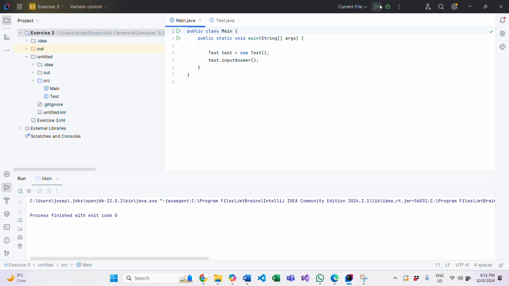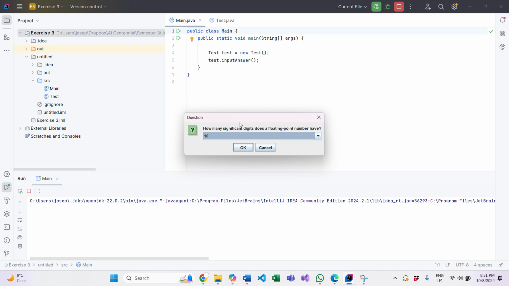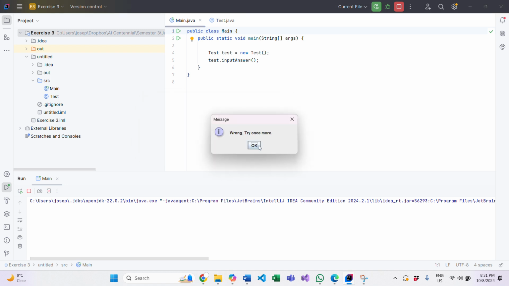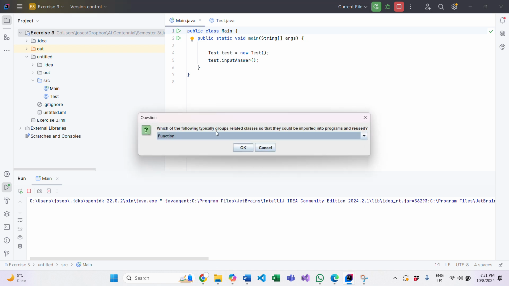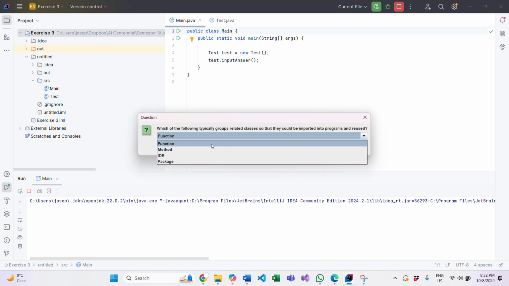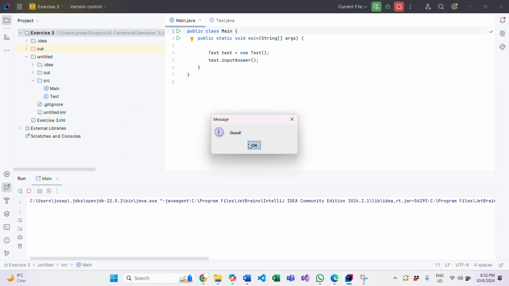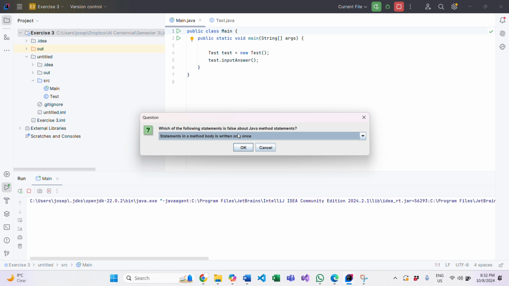And then number three here. This is the exam, I believe. So let me just run it. It's coming up with the questions already, five questions. I'm just going to basically answer any answer. I know that's wrong. And I believe the answer to this is package. So yeah, that's positive feedback right there.